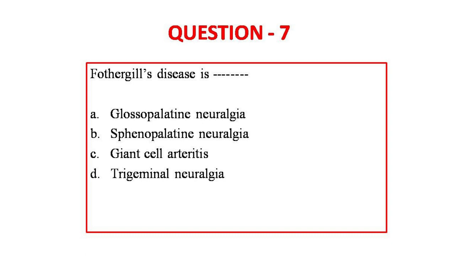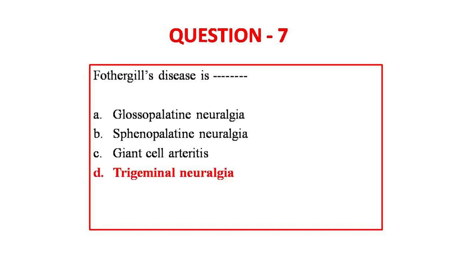Moving on to question number 7. Fothergill's disease is, they've given 4 options: glossopalatine neuralgia, spinopalatine neuralgia, giant cell arteritis, and trigeminal neuralgia. The answer to this question is trigeminal neuralgia. So it is also called tic douloureux, trifacial neuralgia, or trigeminal neuralgia, as we saw here.